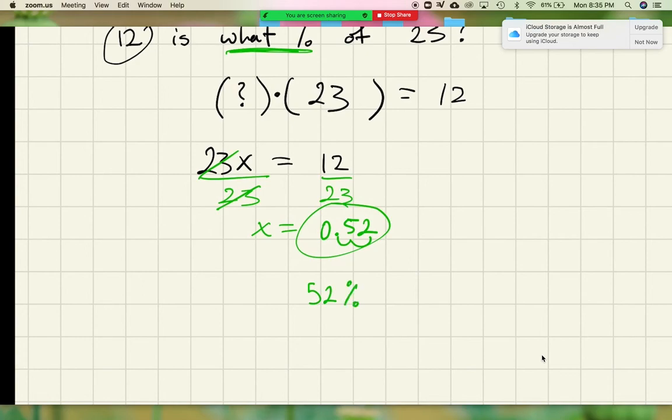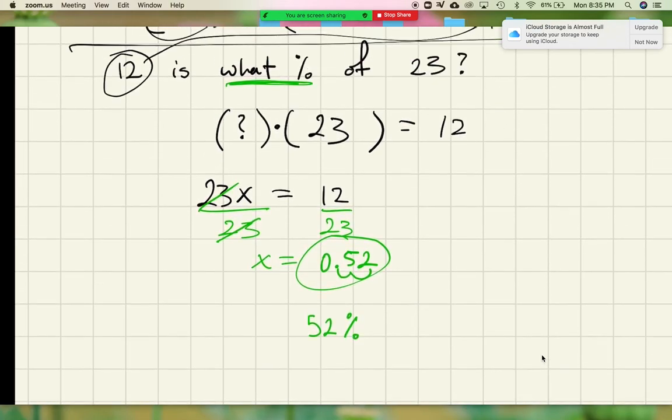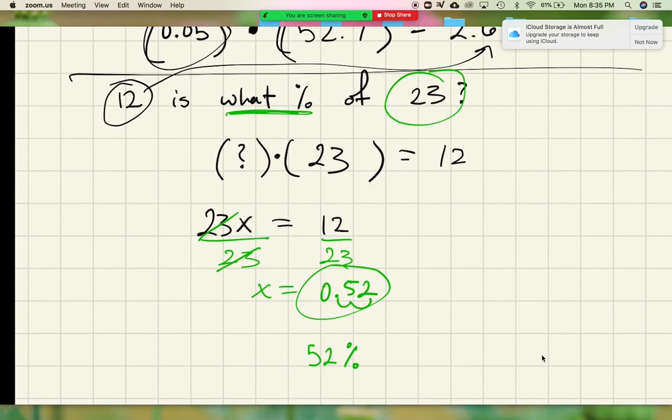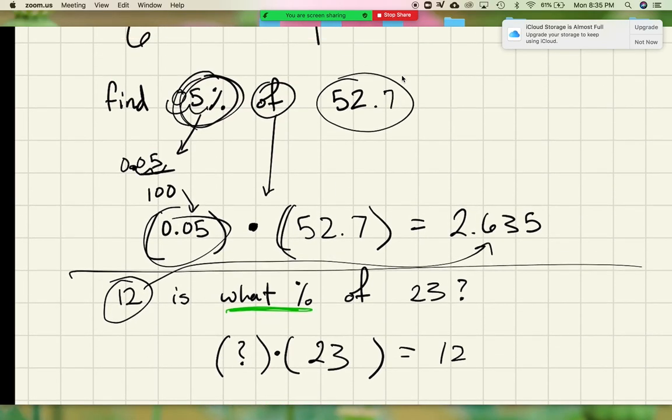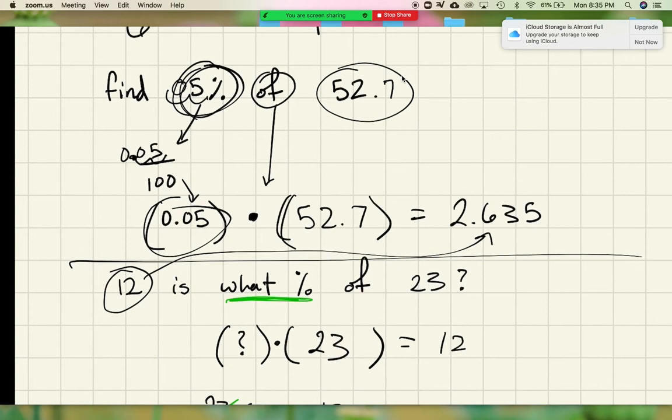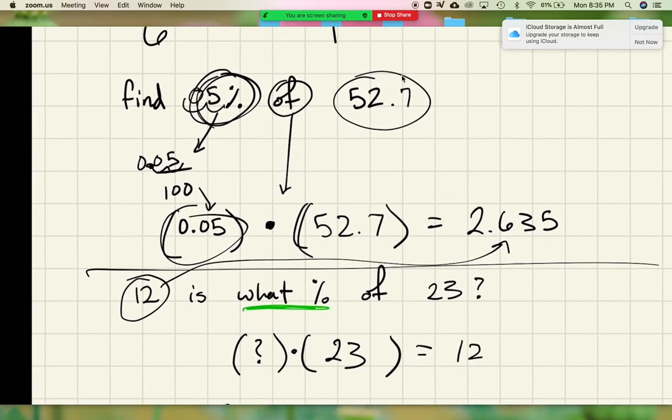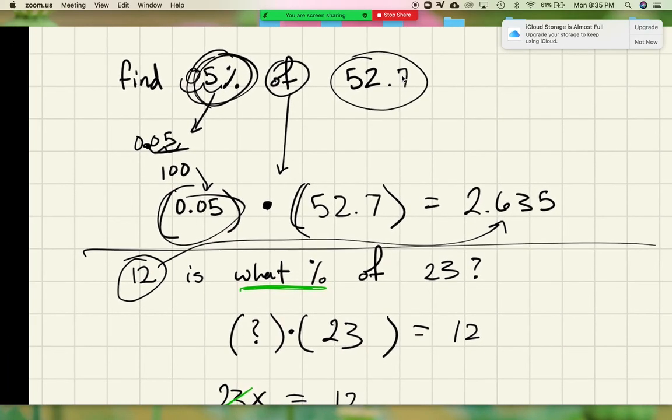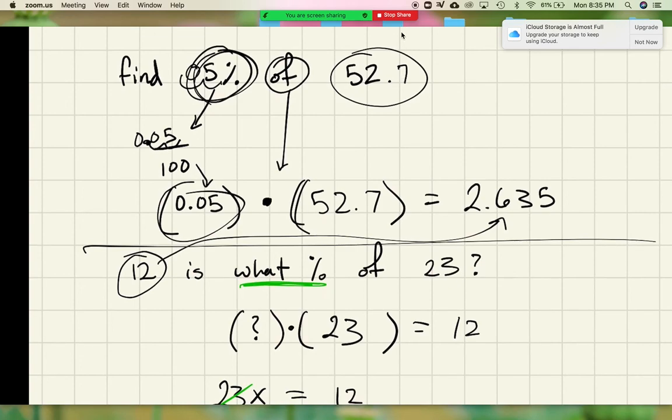52% of 23 ends up being 12 something. It's weird. I think we should just go into the problems, but that's kind of the idea. The main thing is you go from a percent to a decimal by moving the decimal to the left 2, and then going from a decimal back to a percent, you move to the right 2. It gets weird when you have a percent that actually is a decimal, but we'll get there when we get there.